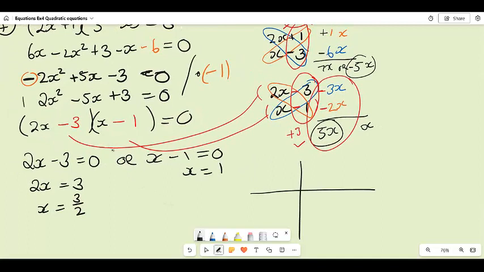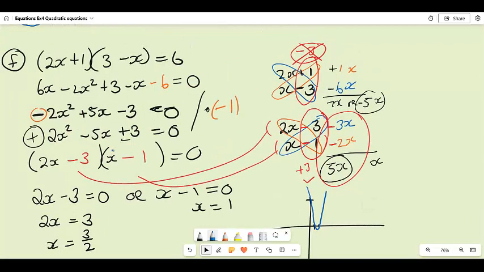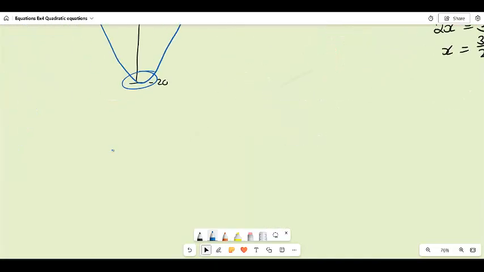If I attempted to sketch this, it would be a graph that looks like this, where, remember, I'm doing a smiley face over here. So my intercepts are going to be x is 1 and x is 1.5, and my y-intercept is 3. So my graph is going to look something like this. Okay, that's F. Let's look at G.